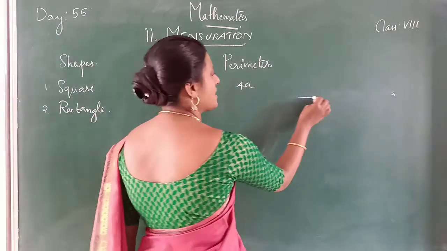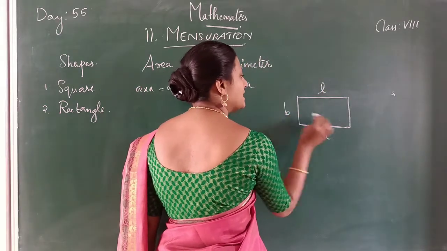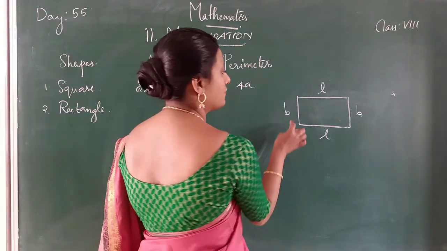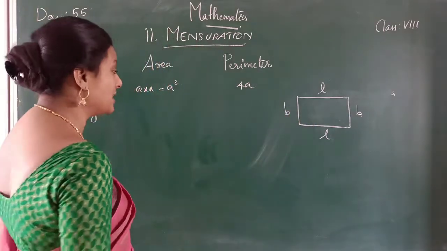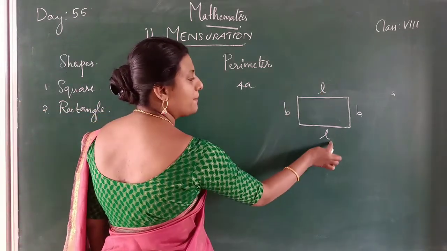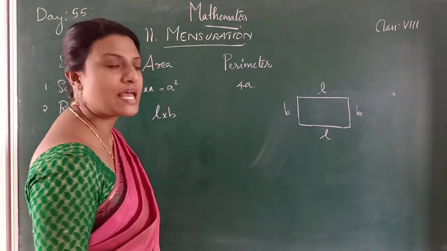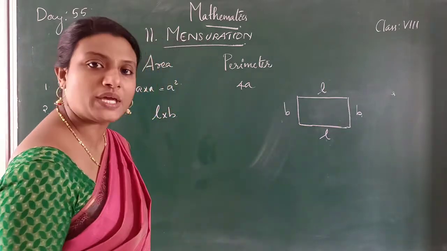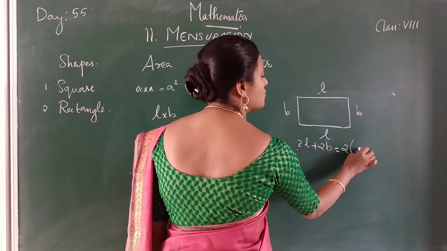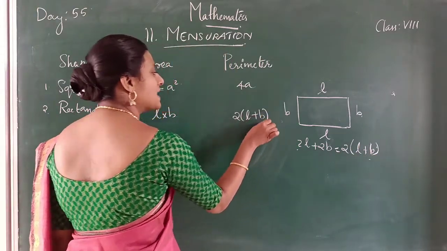The second shape is the rectangle. The rectangle looks like this. This is the length and this is the breadth of the rectangle. What is the area of the rectangle? Area of the rectangle is L into B. In earlier classes you studied it. And the perimeter of the rectangle is L plus B plus L plus B, that is the total length of the boundary. L plus L is 2L and B plus B is 2B. So 2L plus 2B. We can take the common factor 2 outside. So the perimeter of the rectangle is 2 into (L plus B).